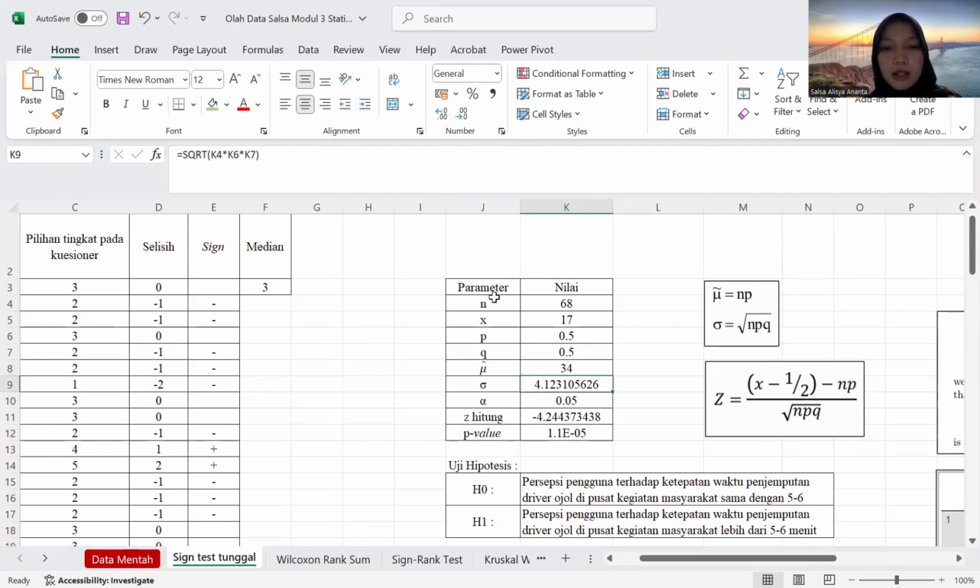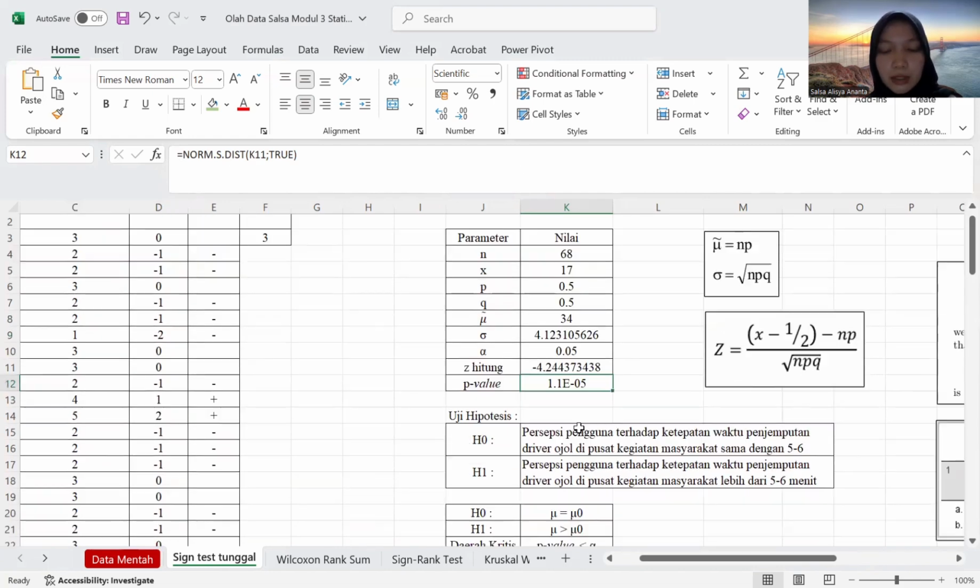And then there's the standard deviation. The standard deviation can be calculated with the formula on the screen, and the level of significance is 0.05. After that, we can calculate the z count by using this formula, and then the p-value can be obtained from the z count as follows.